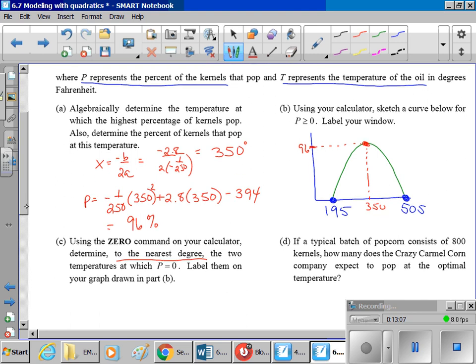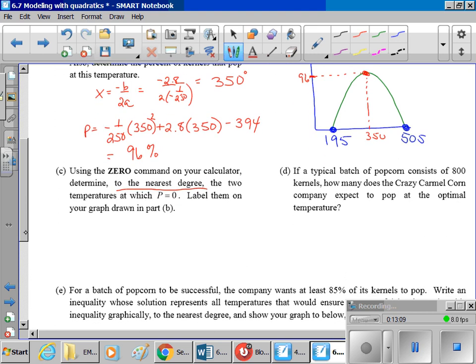And D says, if a typical batch of popcorn consists of 800 kernels, how many does the Crazy Caramel Corn Company expect to pop at that optimal temperature? Well, we just figured out that 96%, right? 96% of 800 is going to be what? So 800 times 0.96, because that's optimal. So you get 768.